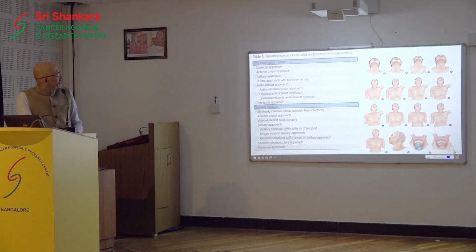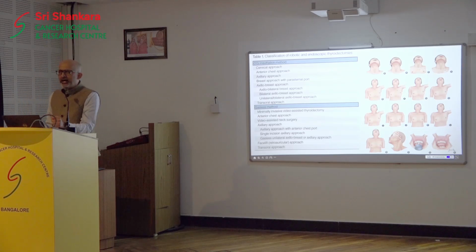So to classify minimally invasive as well as minimal access, I would put it as, because in some of them the access wound is small, they can be classified as minimal access, and some of them are remote access. So to classify it, we have two clear groups. One is the gasless method and the other one is the carbon dioxide or CO2 insufflated method. So this is how you would classify any remote access or minimal access thyroidectomies.